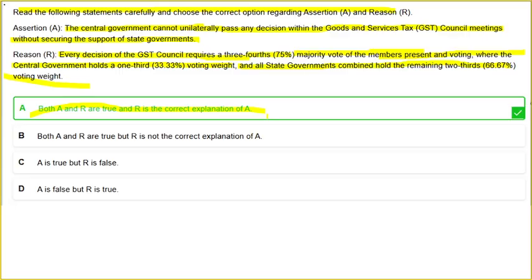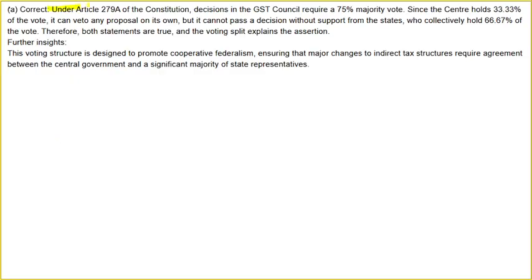Assertion क्या बोल रहा है? Central government cannot unilaterally pass any decision within the Goods and Services Tax Council meetings without securing the support of state governments. Reason क्या है? Every decision of the GST Council requires a 3/4 (75%) majority vote of the members present and voting, where the central government holds a 1/3 (33.33%) voting weight, and all state governments combined hold the remaining 2/3 (66.67%) voting weight. Under Article 279A of the Constitution, decisions in the GST Council require a 75% majority vote.